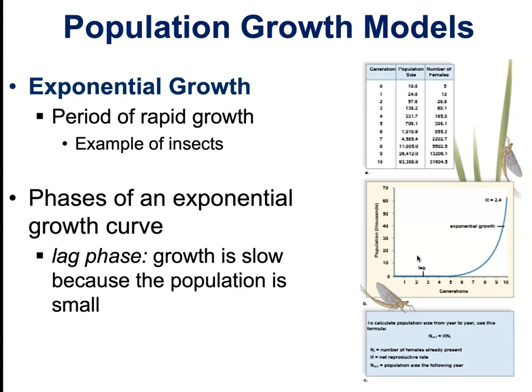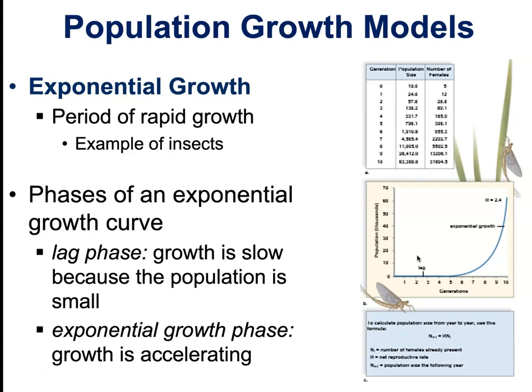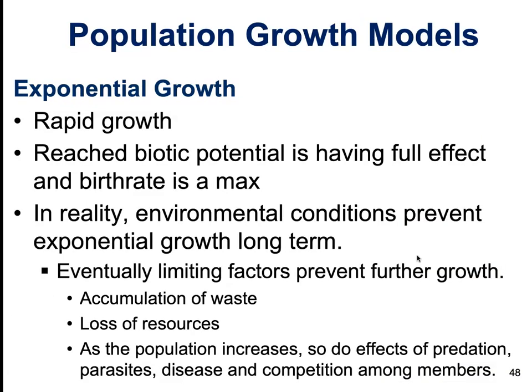So growth is slow because the population is small. However, then we hit it. We hit our exponential growth phase where the growth is going to be accelerating super rapidly. So rapid exponential growth, we're going to reach the biotic potential. Biotic potential is having the full effect and the birth rate is at an absolute max.